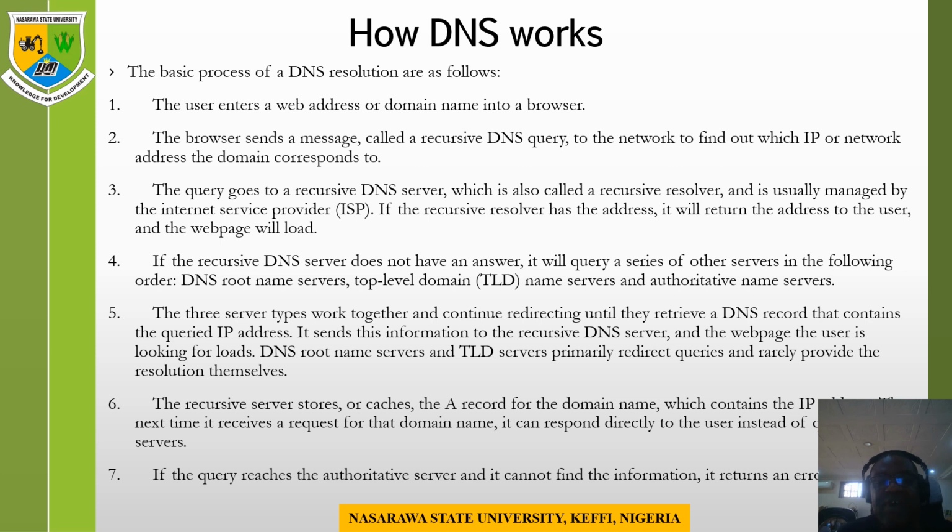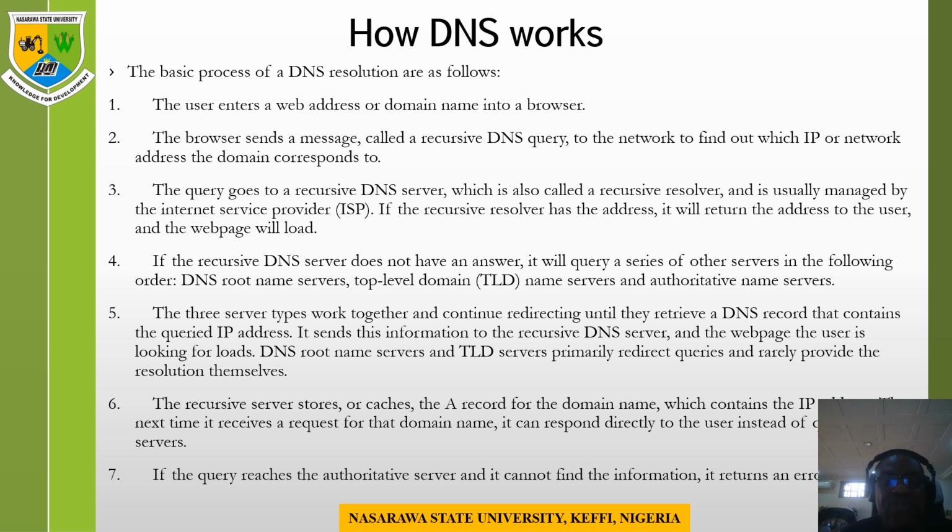If the recursive resolver has the address, it will return the address to the user and the web page will load. If the recursive DNS server does not have an answer, it will query a series of other servers in the following order: DNS root name servers, top-level domain name servers, and authoritative name servers. The three server types work together and continue redirecting until they retrieve the DNS record that contains the requested IP address. It sends this information to the recursive DNS server, and the whole page the user is looking for loads.